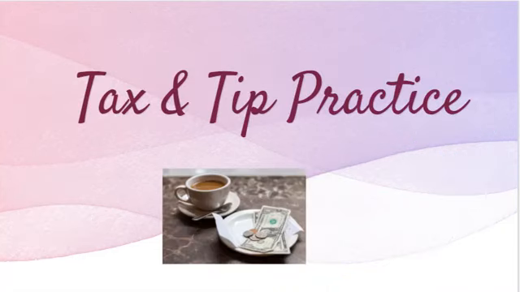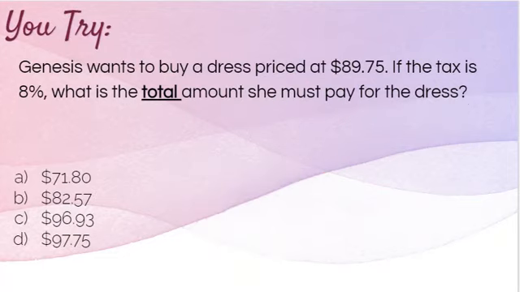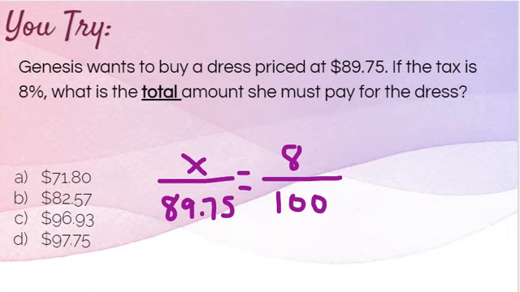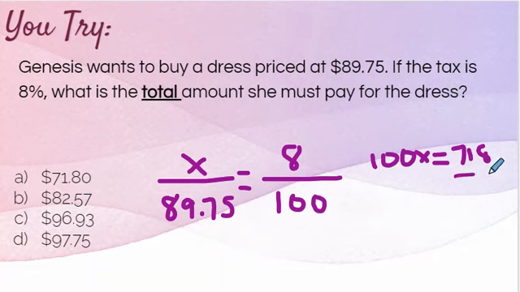Finally, I'm going to leave you with some tax and tip practice. It's just 2 questions. So I will put the question up for you to answer. Pause the video now and work that problem out. Okay, so if you needed a little bit of help on this one, here is your setup, 8% over 100 and X over the original, which is 89.75. So I'm going to cross multiply and I should get 100X equals 718, and I'm going to divide both sides by 100.